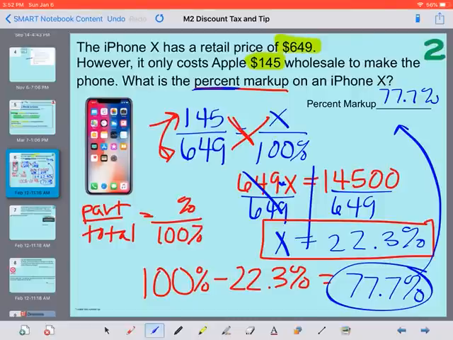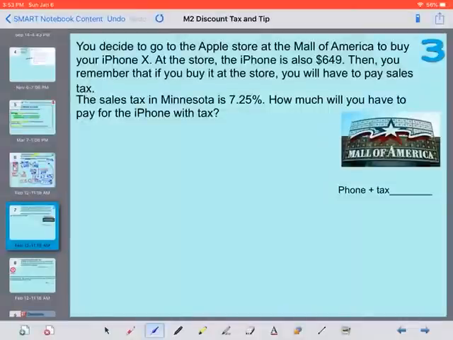So again, Apple paid the $145, which was 22% of the phone. Well, how much did they mark it up? Well, they marked it up 77% to get to the whole price, $649. So let's flip over and look at the next question.